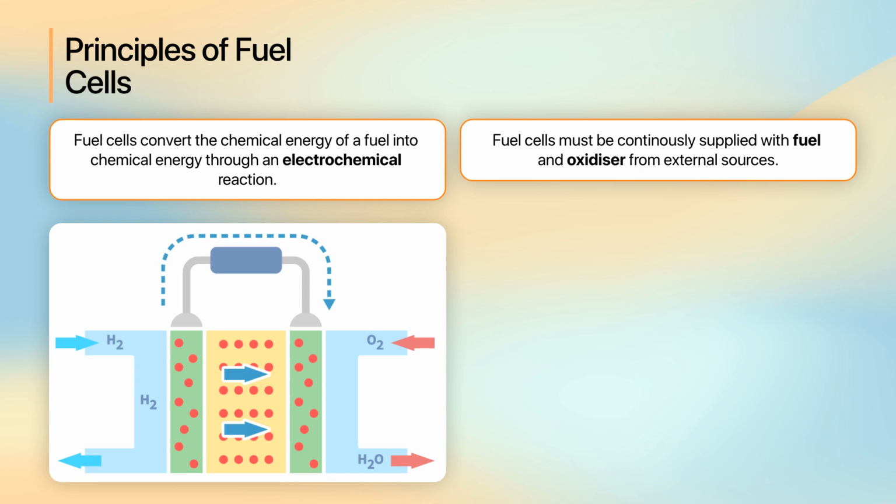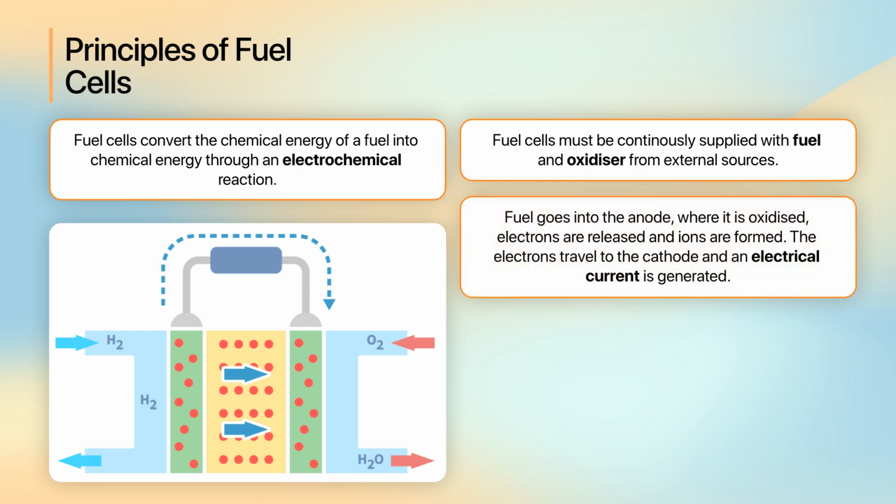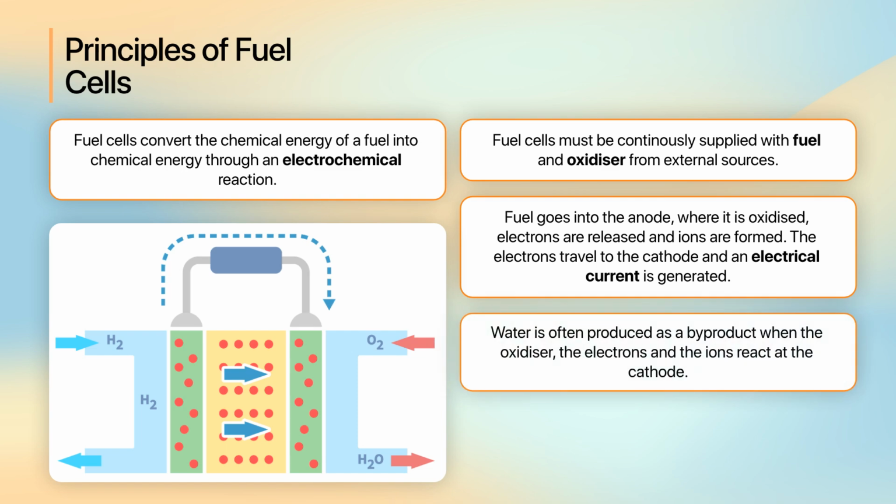We explored the structure and functioning of fuel cells, noting that fuel is fed into the anode where it undergoes oxidation, releasing electrons and forming ions. These electrons travel through an external circuit to the cathode, generating an electrical current. At the cathode, the oxidizer reacts with the electrons and ions to produce water as a byproduct. This continuous operation is a key advantage of fuel cells, allowing for sustained power generation.